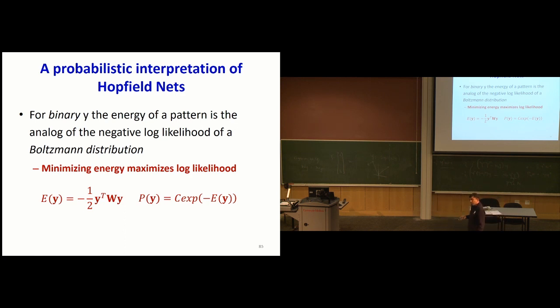Now, I'm not doing this completely randomly. There is a logic behind this. And I mentioned how we would arrive at the logic at the beginning of the class. We'll see what happens. So this distribution is the so-called Boltzmann distribution, named after Boltzmann.